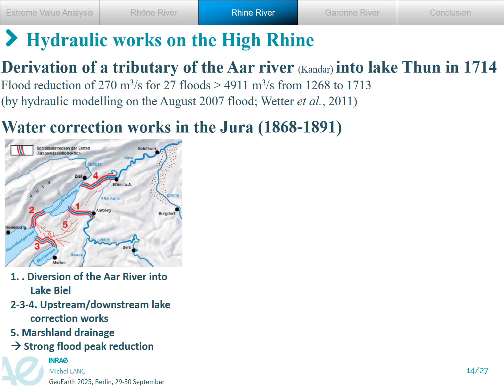And it can be explained by the fact that there were large hydraulic works on the High Rhine. In 1714, there was a derivation of a tributary of the Aar River into Lake Thun. After this derivation, the flood lamination effect is estimated about 270 cubic meters per second. At the end of the 19th century, there were also water correction works in the Jura with a lamination effect between 0 and 600 cubic meters per second according to peak flood.